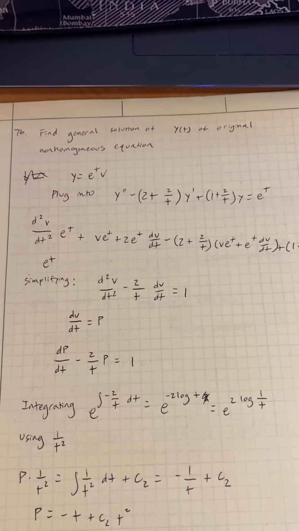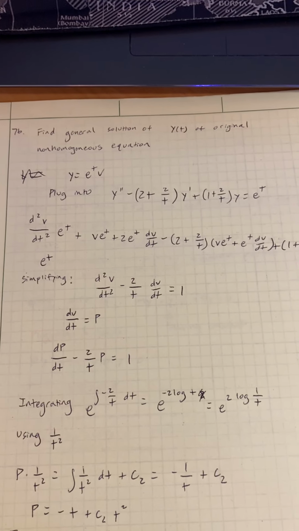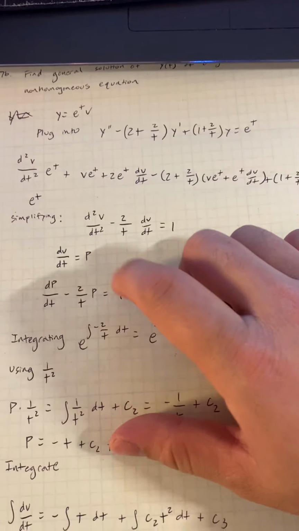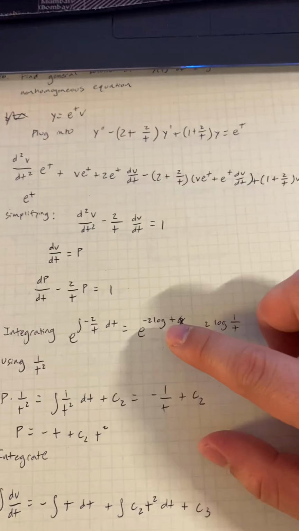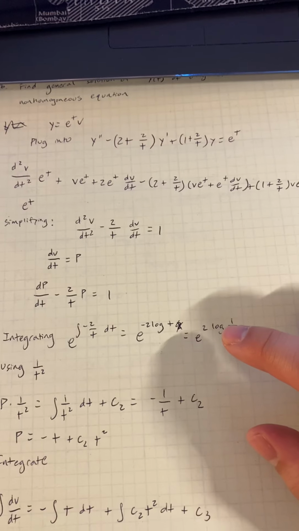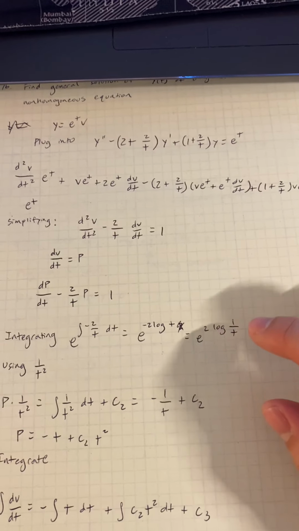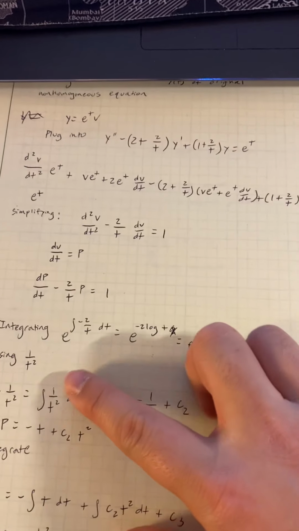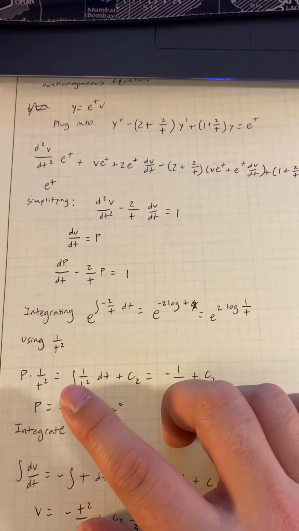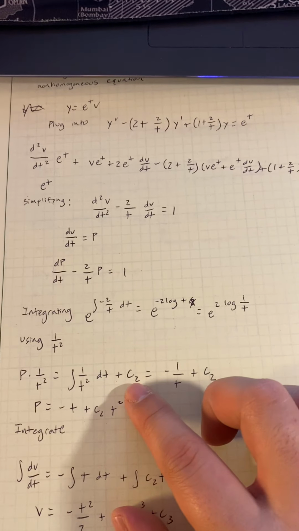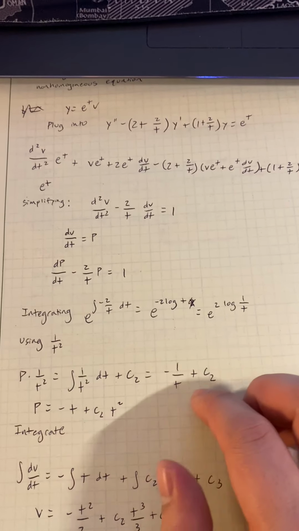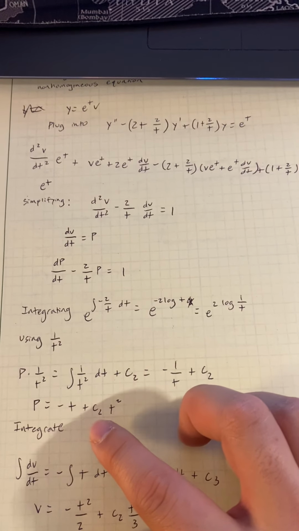Now we have dp over dt minus 2 over t p is equal to 1. Now we're going to integrate to find the integrating factor, and we get negative 2 log t, so e to the negative 2 log t equals 1 over t squared. Now we use the value of 1 over t squared that we just found: p times 1 over t squared, integrate that, and add C2. We got 1 over t plus C2, so p is equal to negative t plus C2 times t squared.